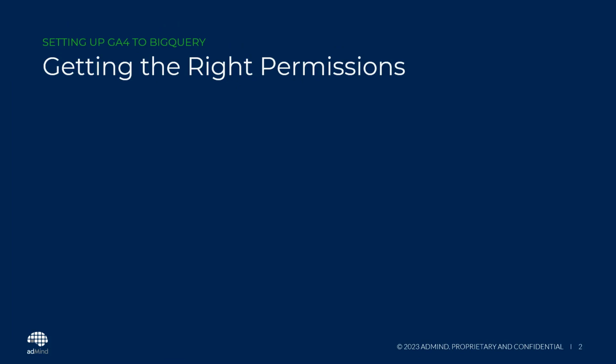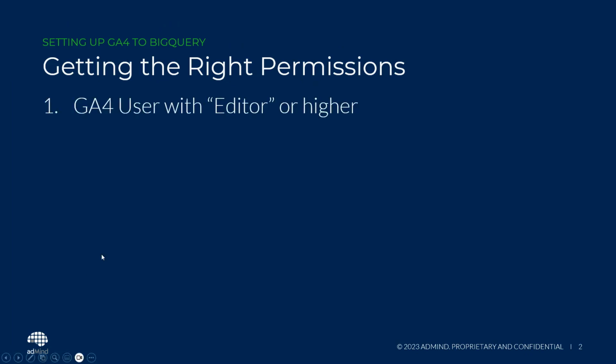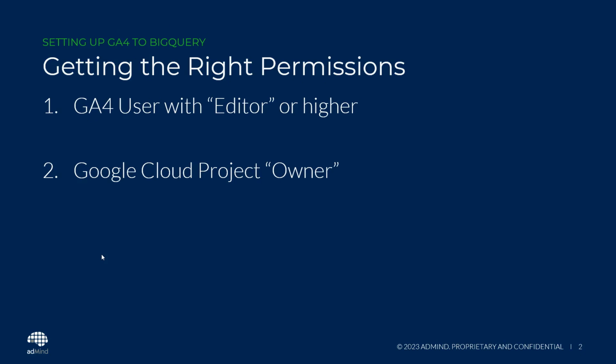So to start, you need one user to have two sets of permissions. The first is an editor or higher in GA4, and the second is an owner permission on the Google Cloud project. Now, if you've just created the Google Cloud project for the first time, you should already be good to go. But to make sure, let's dive in on both sides. We're going to start by opening the Google Analytics 4 interface.